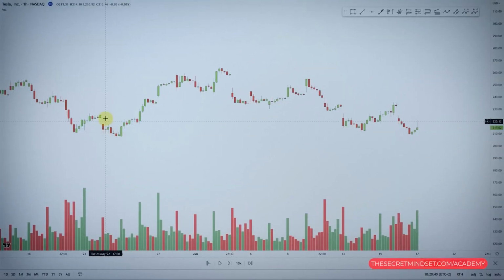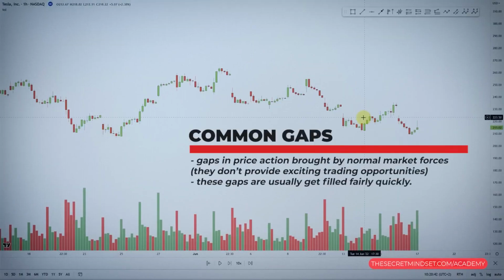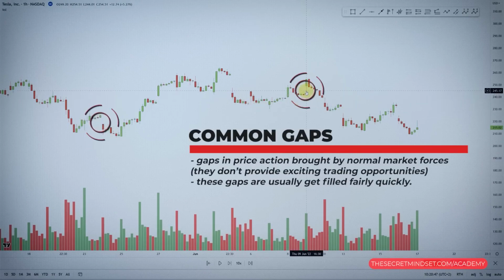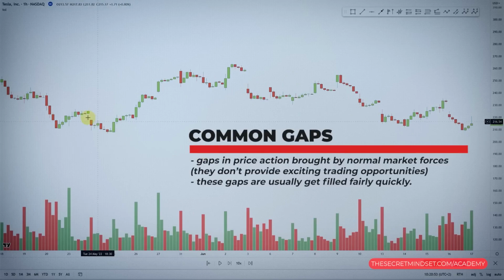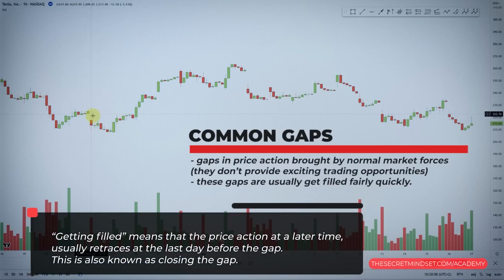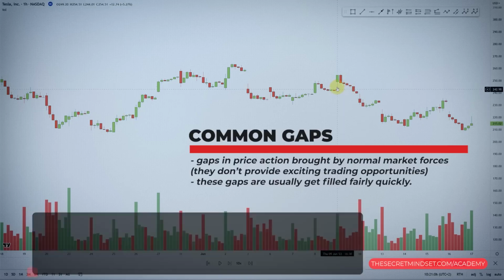Common gaps simply show a gap in price action independent of price patterns and usually don't provide exciting trading opportunities. These occasional gaps are the result of normal market forces. These gaps are usually filled fairly quickly. Getting filled means that the price action at a later time usually retraces to the last day before the gap. This is also known as closing the gap.